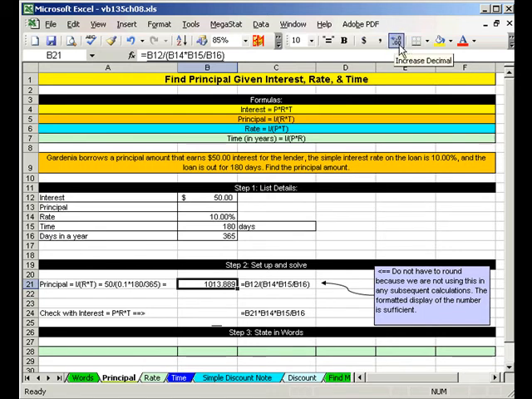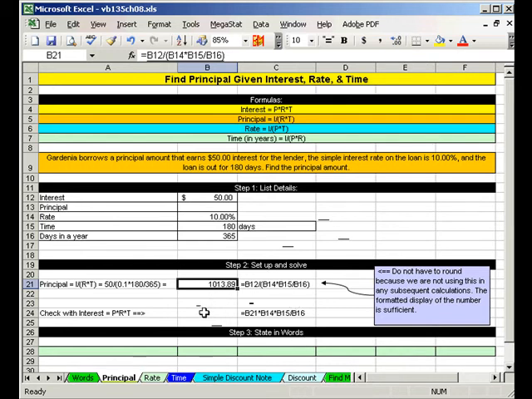I'm going to increase the decimal just to see. Sure enough, you can see that there's a big one right there. So if we were going to use this in subsequent calculations, you can see there's a 9 out there. So that's a big extra penny hanging out there. So I'm going to decrease this. But this format will suffice because we're not going to use it in subsequent calculations.